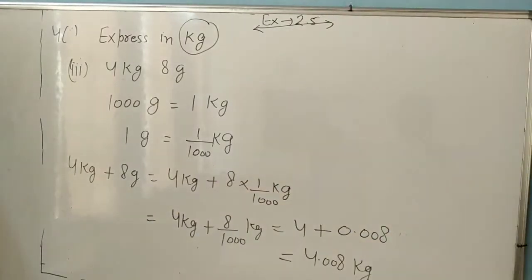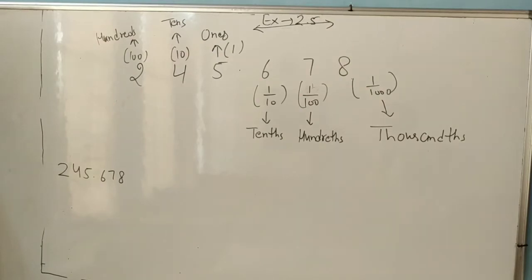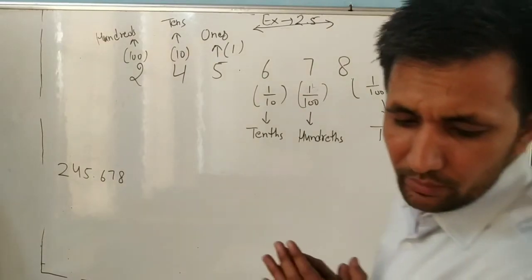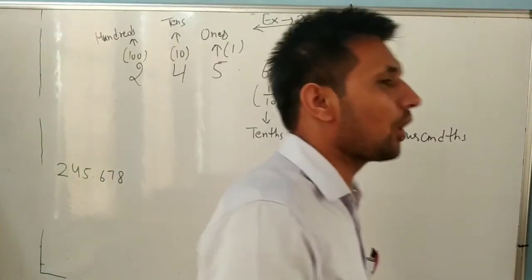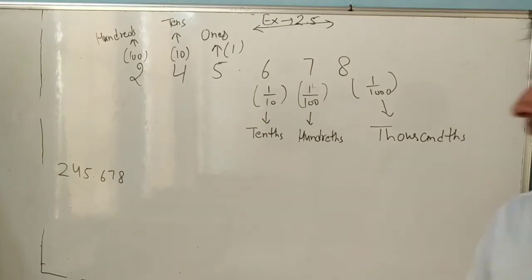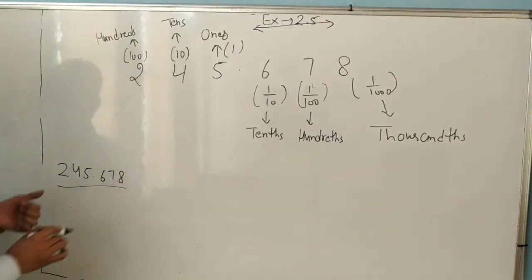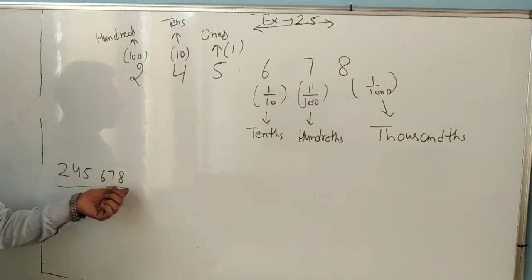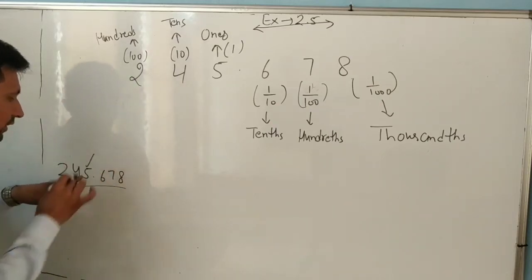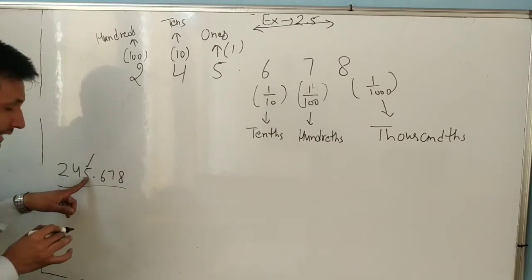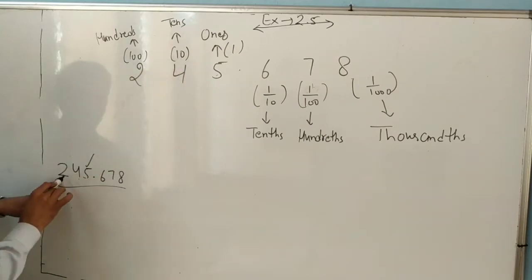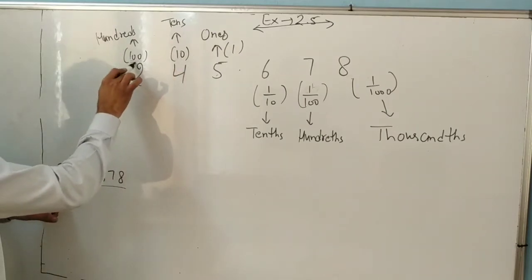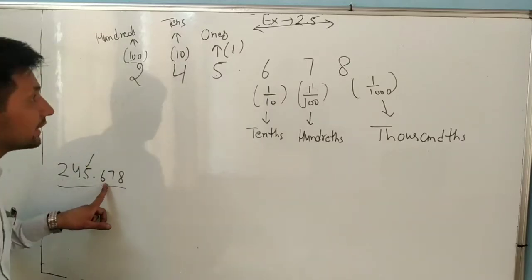Now question number 5, dear. Everyone knows in question number 5 we have to write in expanded form. How to write a number in expanded form? Suppose it is any number, 245.678. So everyone knows, what is the place value of 5? Ones, it is ones, meaning 1. 4 is tens, 10, and place value of 2 is 100. Next after decimal, dear, it is tenth.